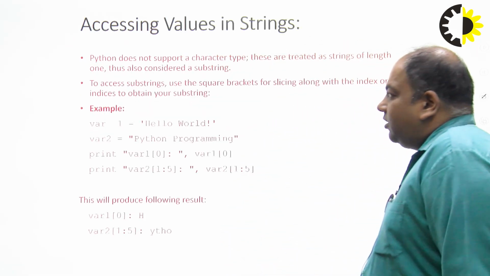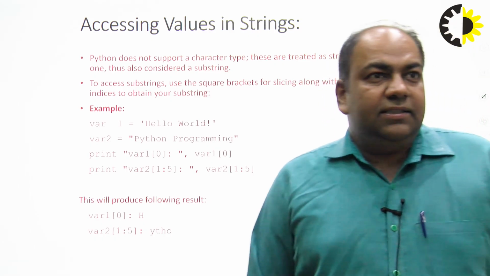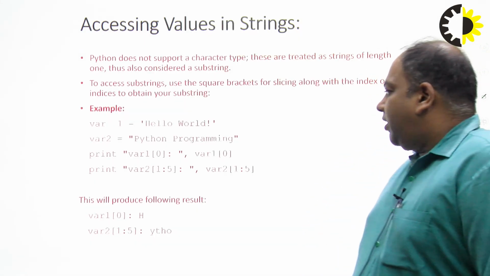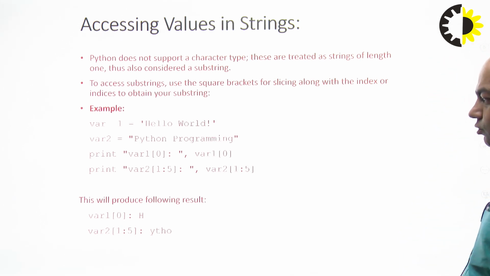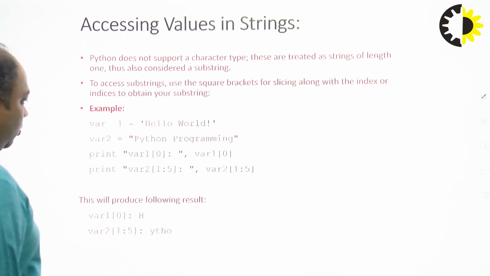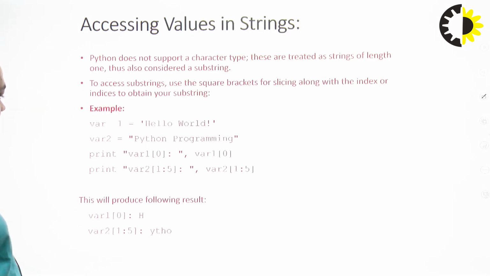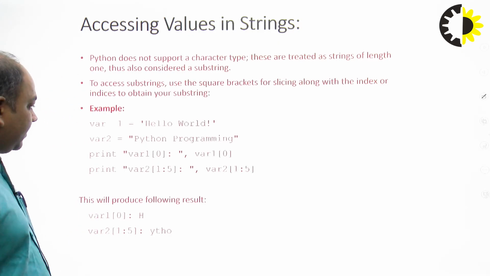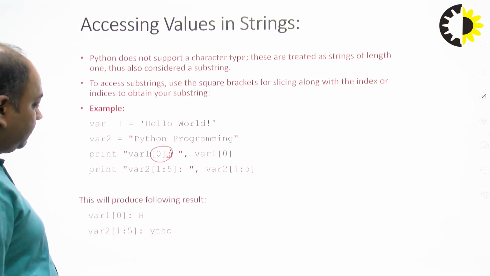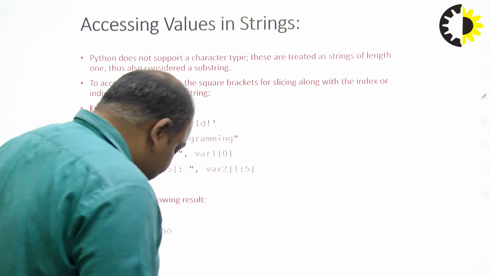For accessing the values in a string, Python does not support a character type. These are treated as strings of length 1. To access a substring, use the square brackets for slicing. For example, I have shown here the words hello world in var1 and Python programming in var2. If I want to access hello world, then I don't need to give this slicing part. This slicing part can only be given when we want to slice a string.